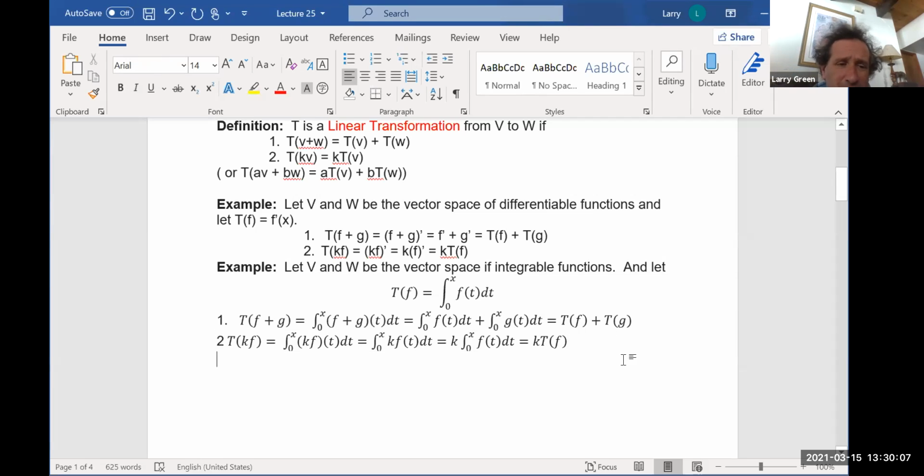Any questions on the proof that the integral, I should say, is a linear transformation? Any questions on that?